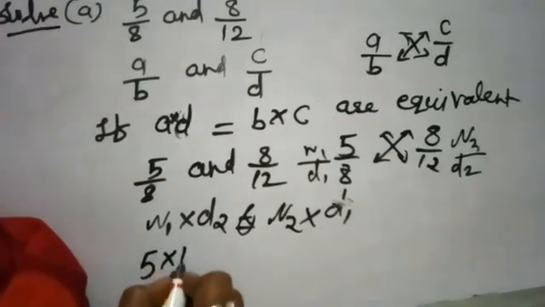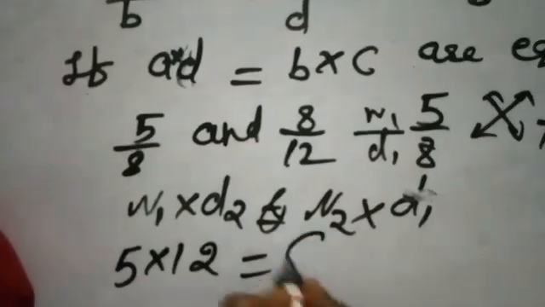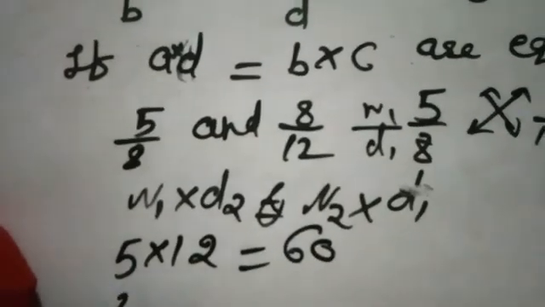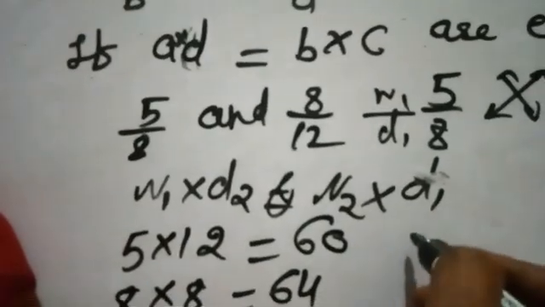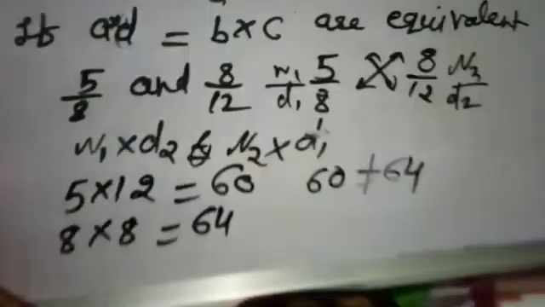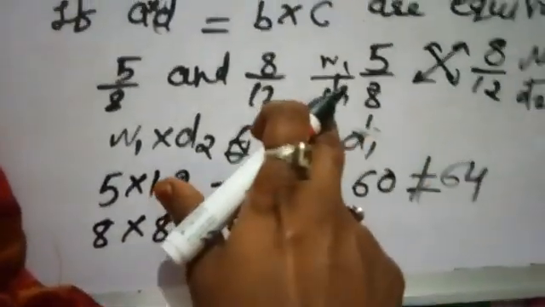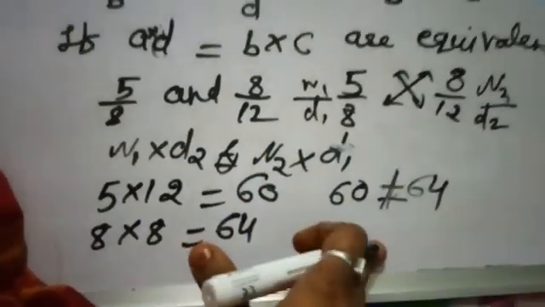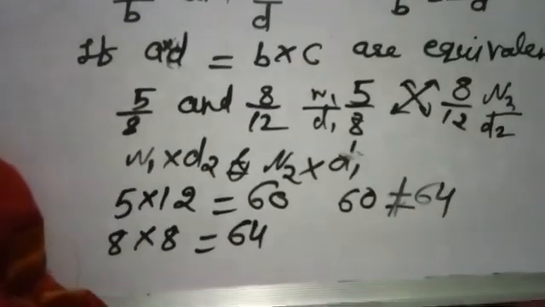Here 5 into 12 is 60, and when we see the second one, 8 multiplied by 8 is 64. So we know that 60 is not equal to 64. It means the multiplication of AD is not equal to the multiplication of BC. So both the fractions are not equivalent.